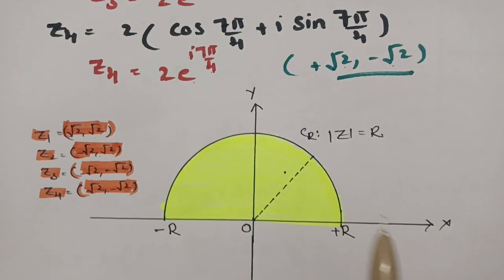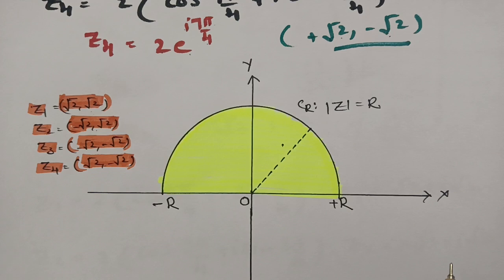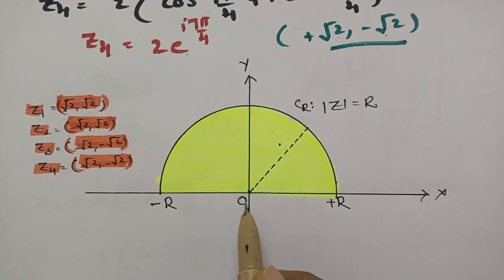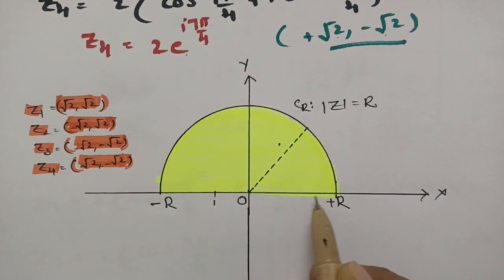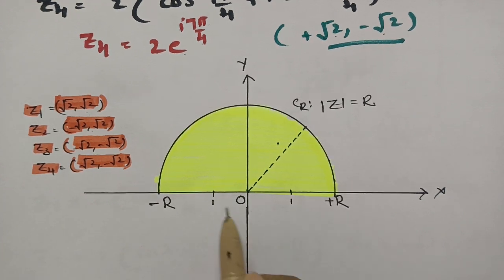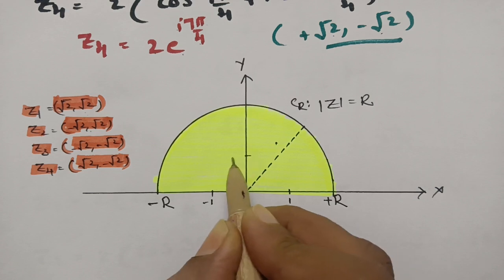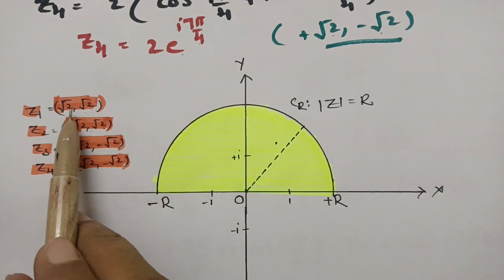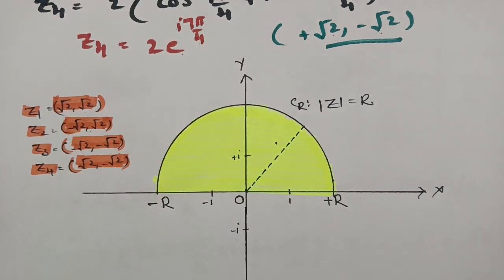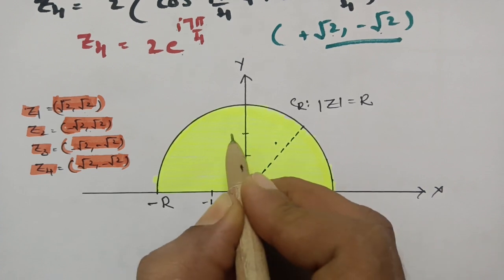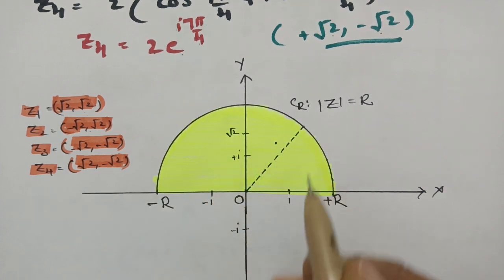Now we have to plot these on the contour and show whether they are inside, outside, or on the given contour. See here, this is 1, and this is 1, and this is minus 1. If you observe, this will be minus i and this value is plus i. Clear? After that, what is the root 2 value? Root 2 is nothing but 1.4 something, 1.414. So 1.4 will be here, and this is root 2 here.